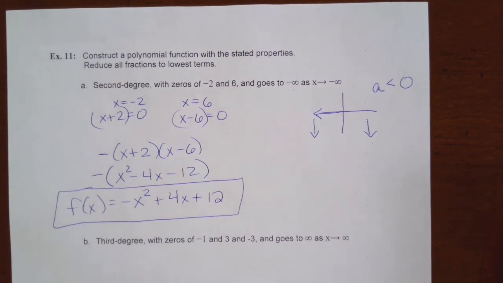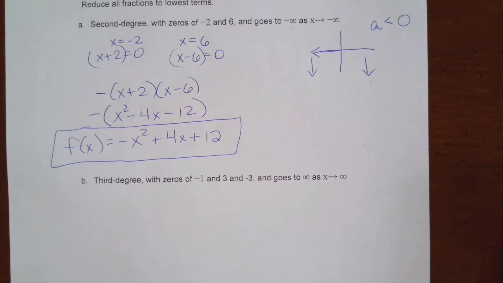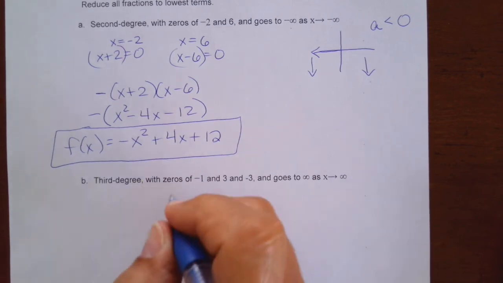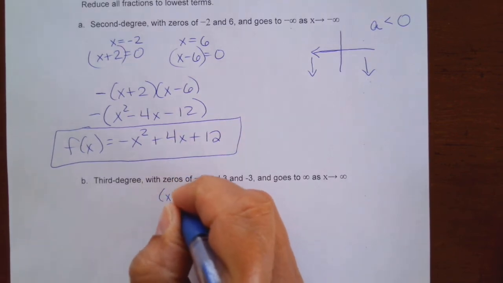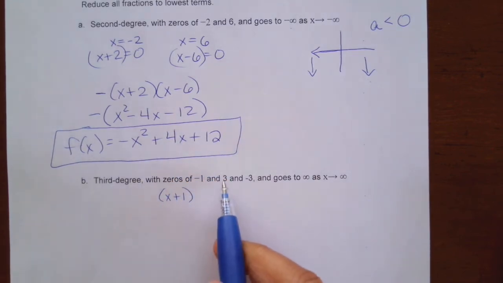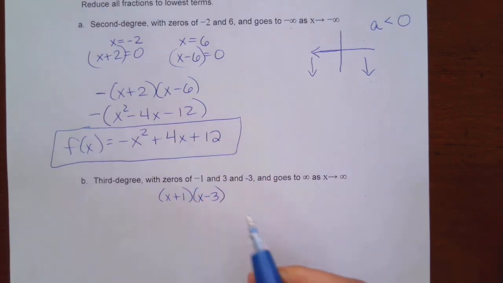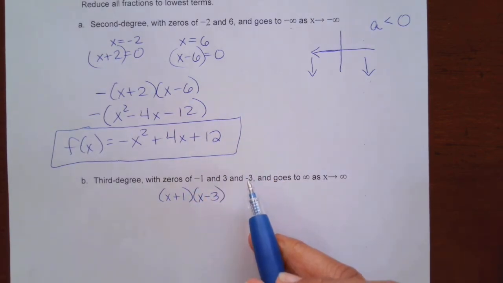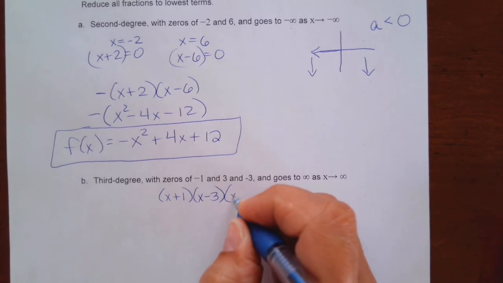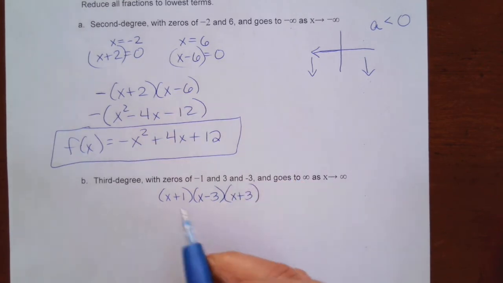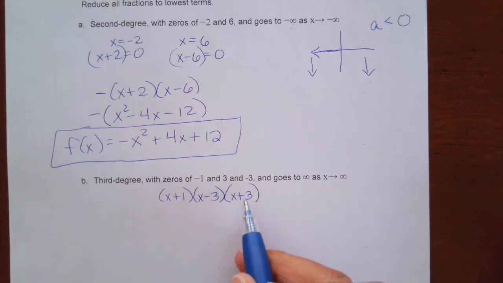Okay? All right, so we're going to do the same thing with a third degree polynomial. So they're giving us 3 zeros. So again, opposite signs. So if negative 1 is the 0, then x plus 1 is the factor. If 3 is the 0, x minus 3 is the factor. If negative 3 is the 0, x plus 3, right? Always the opposite sign. So I know I got to multiply all this out.